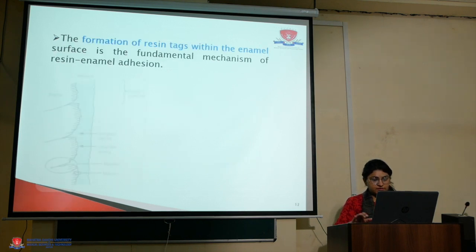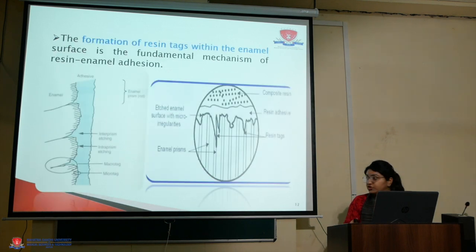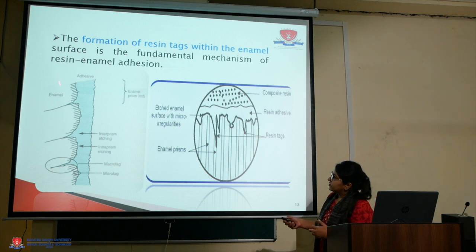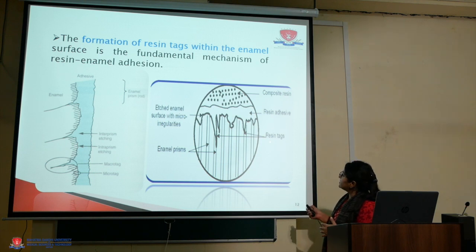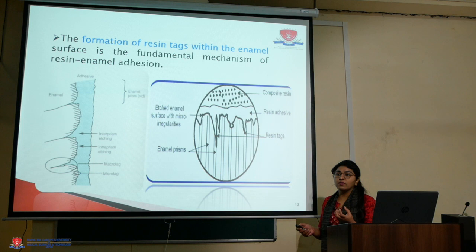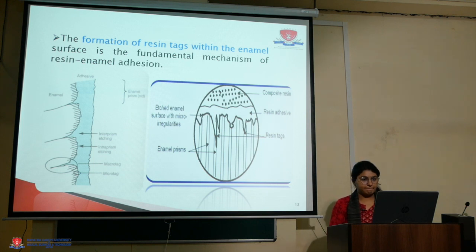So this is something like this, if we see in this picture here. This is the enamel surface, you roughened it, then you apply this adhesive layer and it goes inside those roughnesses and the tags are being formed. So these tags are known as the resin tags. These are the resin tags. These are the micro tags and these are the macro tags. So this is how a very good bonding occurs with the enamel.